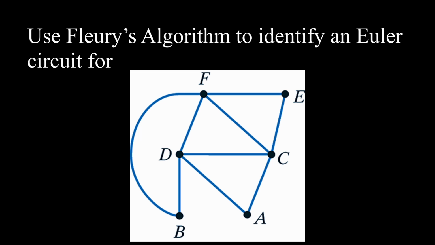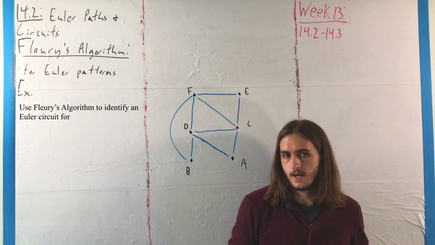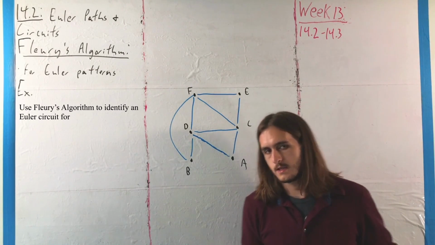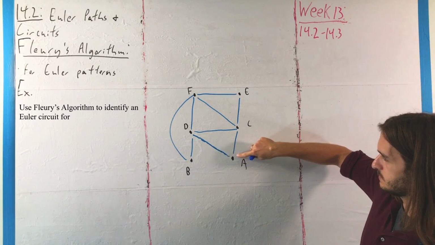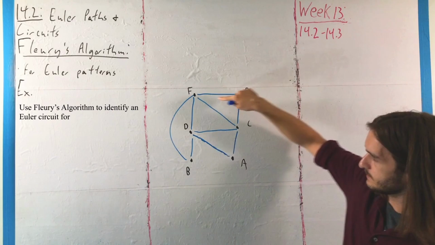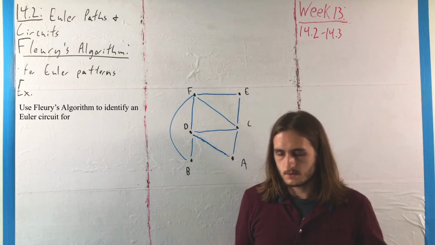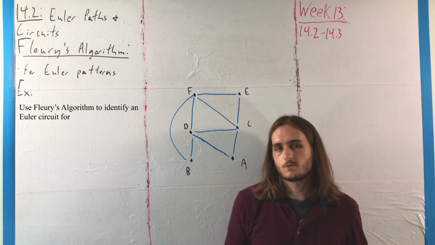So for this example, we're going to use Fleury's algorithm to identify an Euler circuit for the given graph. The first thing we want to notice is that we can actually use Fleury's algorithm to find an Euler circuit. That is, you have to notice that the degrees work. We have degree 2, degree 4, degree 2, degree 4, degree 4, and degree 2. From there, we have to figure out some way that we want to initialize this process, some way we want to go to make this work.